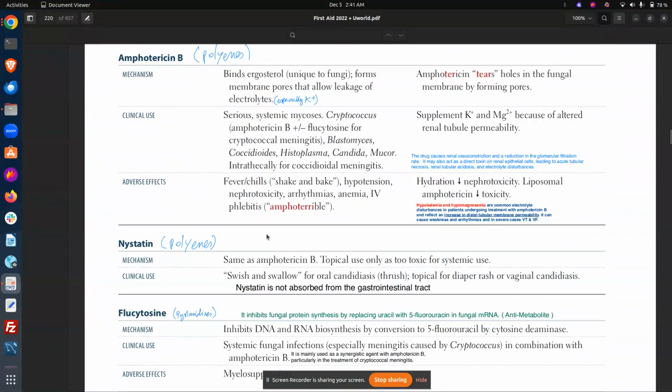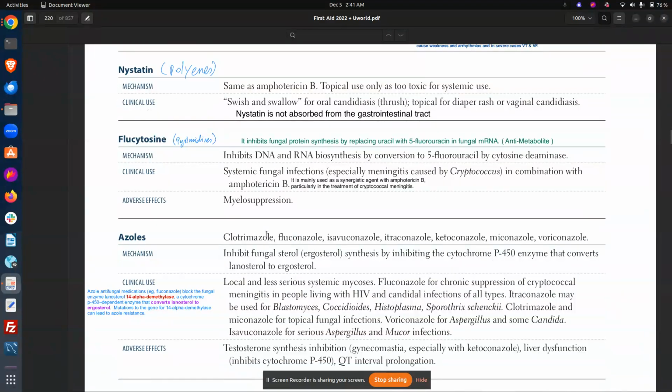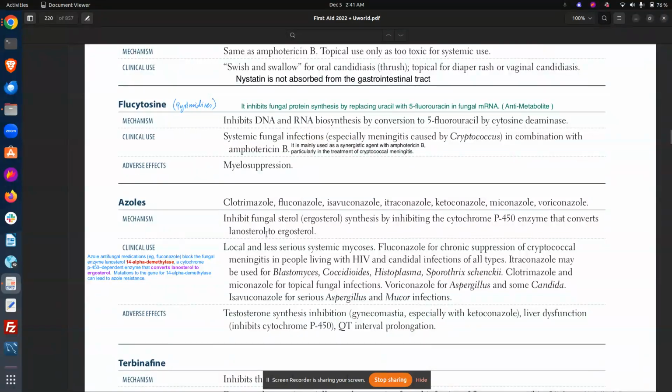Now, azoles. What is the mechanism of action? They inhibit fungal sterol, ergosterol synthesis by inhibiting the cytochrome P450 enzyme that converts lanosterol to ergosterol. So they inhibit the enzyme 14 alpha demethylase, and they inhibit the conversion of lanosterol to ergosterol. Very high yield. These mechanisms of action, I am telling you, they are going to show up in the exams. Always remember the names: clotrimazole, fluconazole, isavuconazole, itraconazole, ketoconazole, miconazole, and voriconazole.